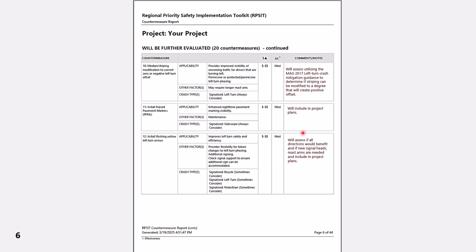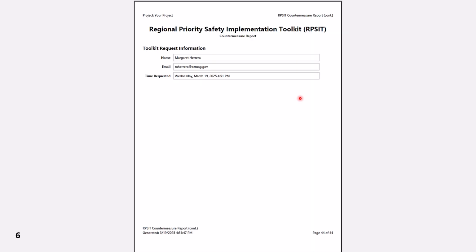Following that, you will have a report on countermeasures that have been selected for further evaluation. Here are some common notes including rationale for various factors being considered. As an example, one considered the project to include raised pavement markers on the intersection approaches for their potential to mitigate sideswipe crashes experienced at this intersection. On the last page, you will see your name, email, and the time the report request was submitted for future reference.